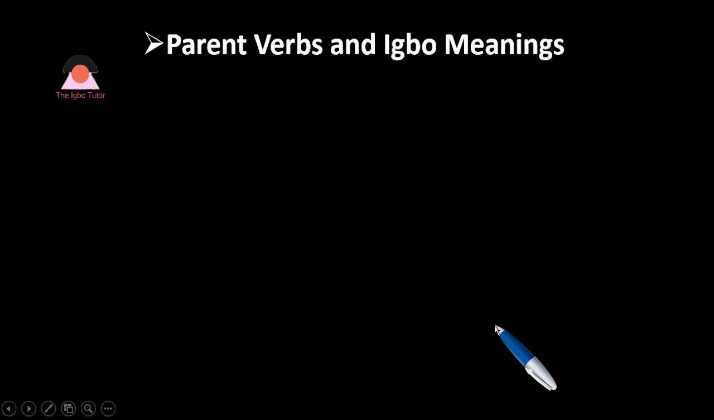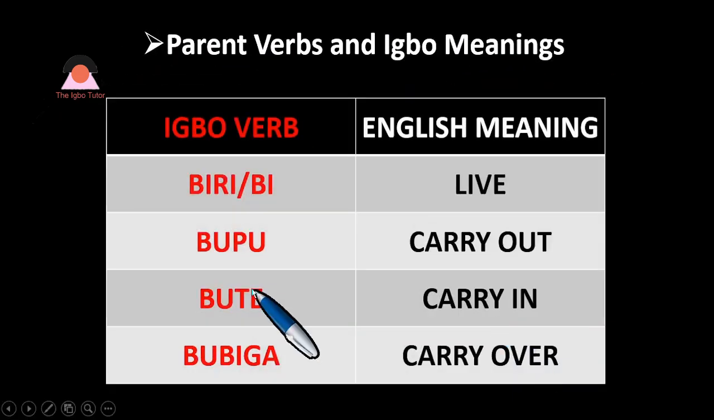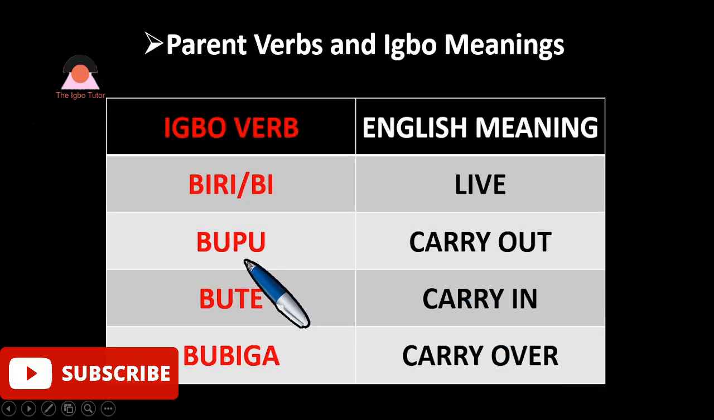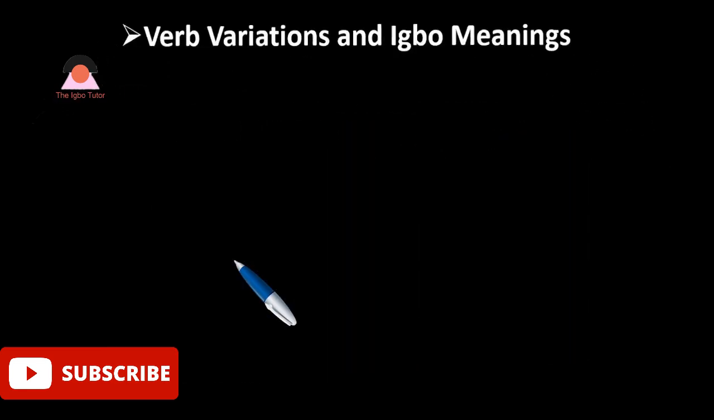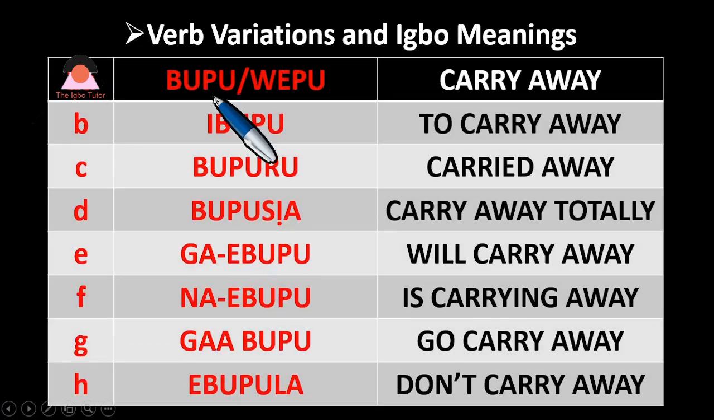We move on now to another parent verb. We pick the second one, which is bupu, carry out. Like I said earlier, bupu is used for heavy objects. If it is a lighter thing, you say wepu for a light object. Let's look at it now. Like I said earlier, bupu or wepu, as the case may be. But we are considering bupu here for heavy things you carry away. If it's a lighter thing, you say wepu. But let's use bupu in this case.